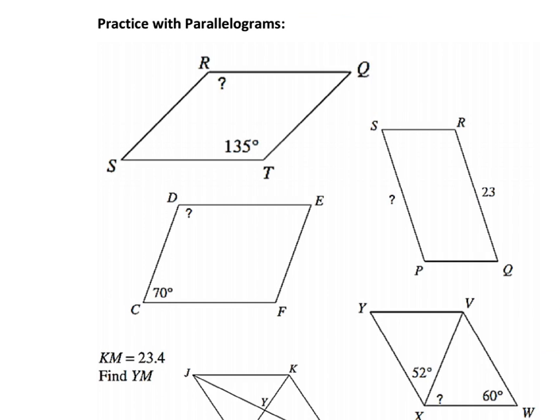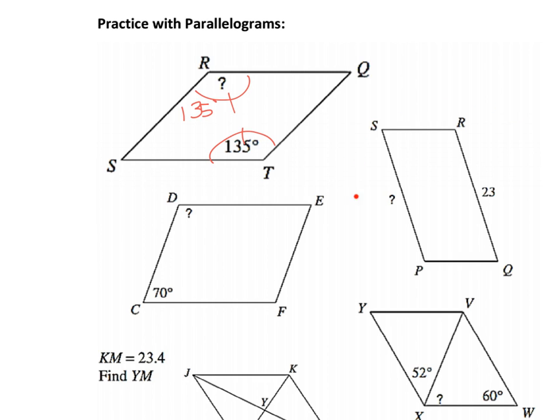Alright, so now we are going to do some practice problems with our parallelograms. I'd like you to take a minute and try to figure out this problem here. They want us to figure out what angle R is. So take a moment and answer that question. The opposite angles in a parallelogram are congruent, so that means angle R is also 135 degrees.